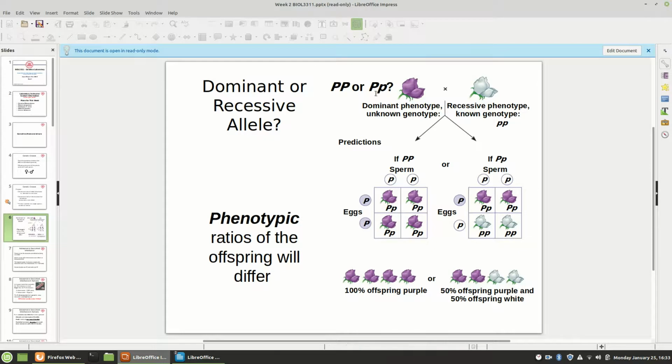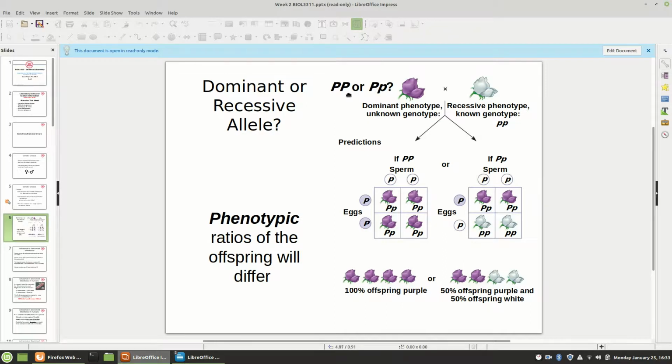We call this heterozygous. Here, this is called homozygous. We have the same two letters. This is heterozygous. This is also homozygous, homo meaning the same. So I am homozygous recessive because these are little p's. Here I'm homozygous dominant because I have two big P's. And here, because I have one of each, I am heterozygous.